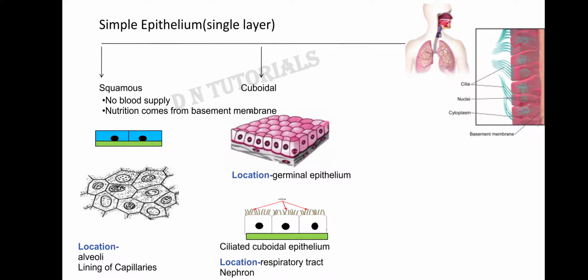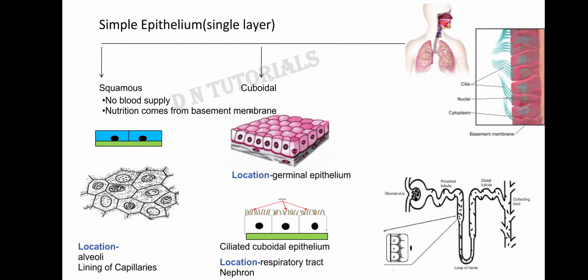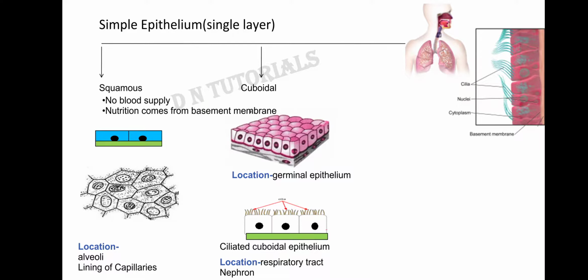The second location is the nephron. Nephron is a unit of the kidney. These ciliated epithelial cells allow the movement of the filtrate inside the nephron. So wherever we require some kind of movement, all those places have the presence of the ciliated epithelium, right?